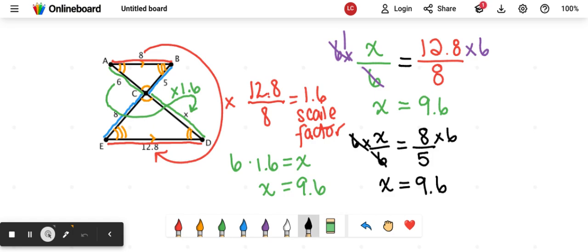So I can use my scale factor. I can also set up ratios like I did over here. Two different methods that get me to the same answer for a missing side in a set of similar triangles.